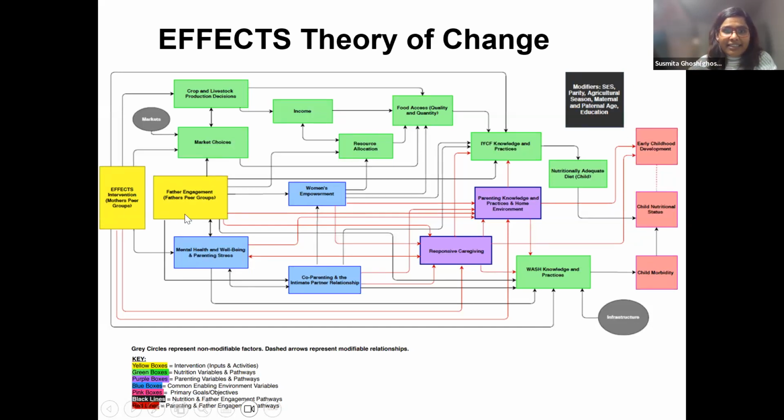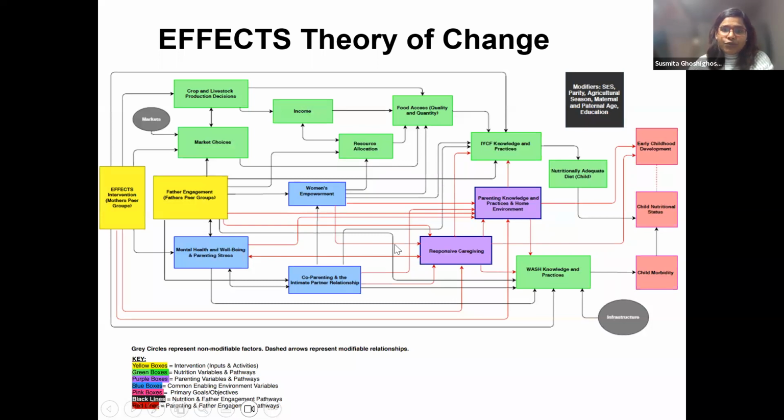You can see here the yellow colored boxes are the interventions that we implemented in our study, and how these interventions work in different pathways to address different risk factors and to get a better nutritional status and child development. And here, if we engage the father in responsive caregiving, that can help to achieve better early childhood development as well as better child nutritional status.